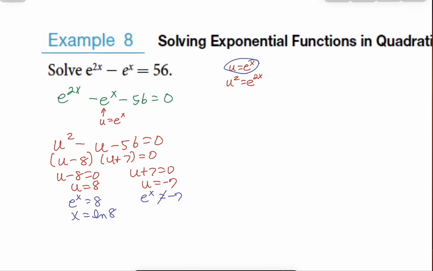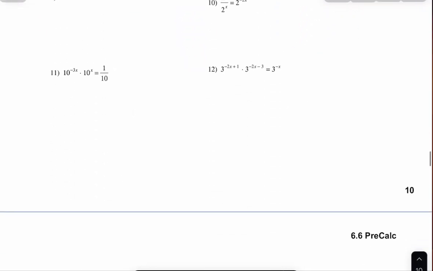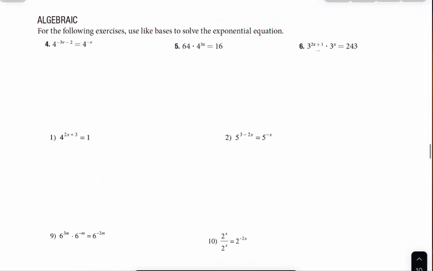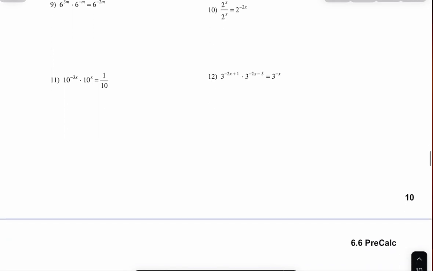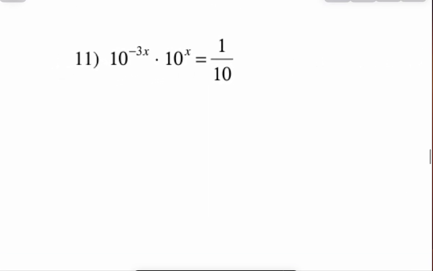And then that leads us to the first homework, 6.6a. Now 6.6a, you don't have a lot there. You have 9 problems, okay? But I would like to do number 11 with you. So if you want to write this down with your notes, we'll write number 11 down, and then we're going to jump to the second part of our lesson.